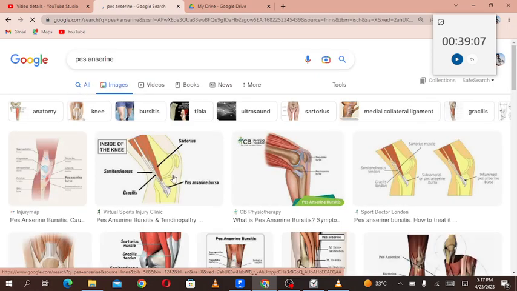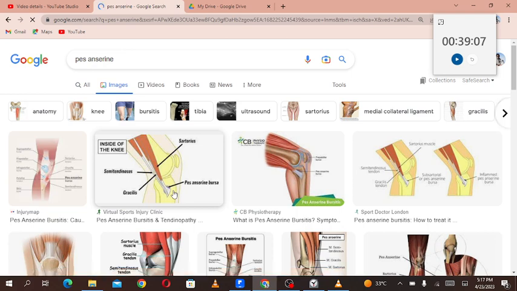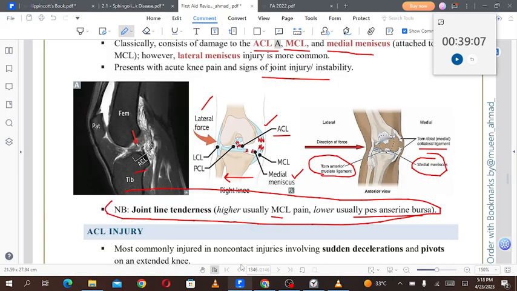Over here, this is pes anserine. The three muscles attaching are sartorius, semitendinosus, and gracilis. All of them together insert on the medial surface of the knee joint, on the tibia. That is called the pes anserine. Now, if there is pain on the medial side of the knee, if it is higher in location, it is due to medial collateral ligament damage, and if it is lower, it is due to pes anserine bursitis. I guess it is associated with that.